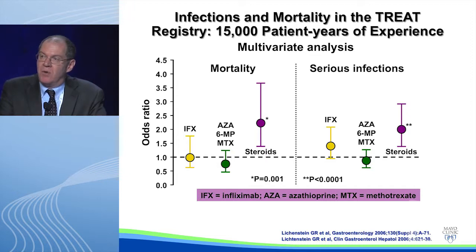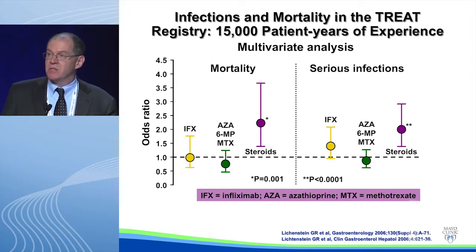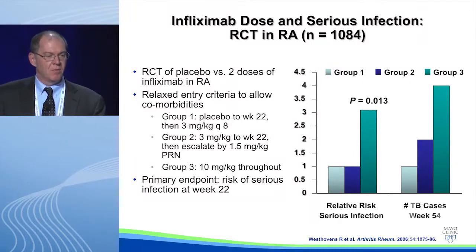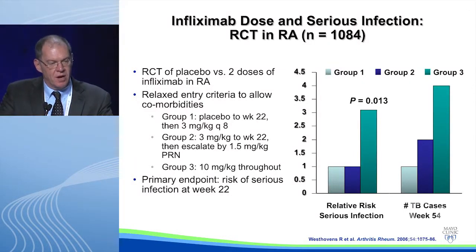And the TREAT data show that yes, while infliximab and immunomodulators may contribute to infection, by far, the one that contributes the most are corticosteroids, where you have a 2 to 3-fold increased risk of a serious infection, and you also have a doubling of mortality if you're on corticosteroids. So we have to include that into our decision-making when we're talking about withdrawing therapy.